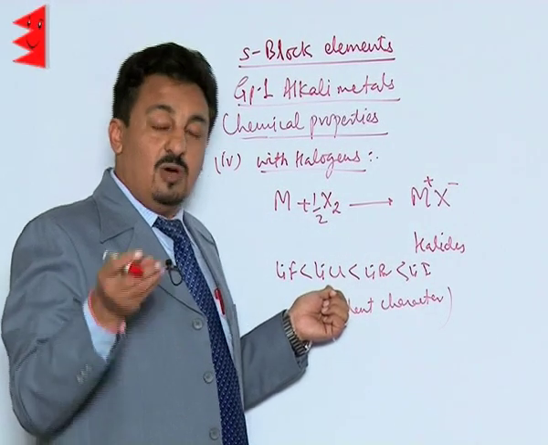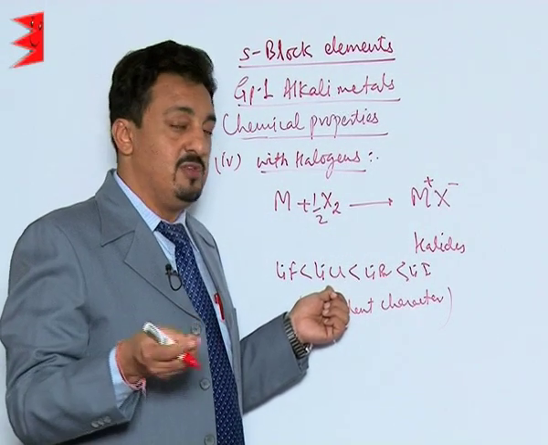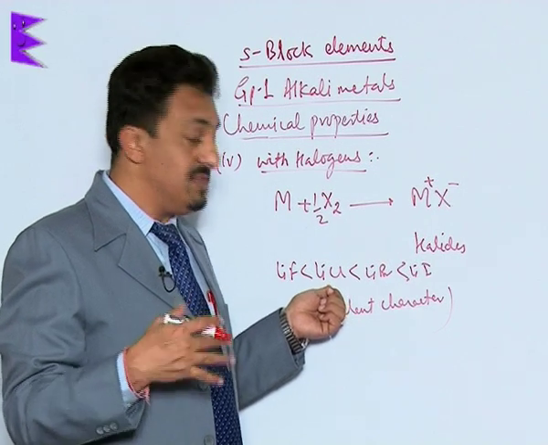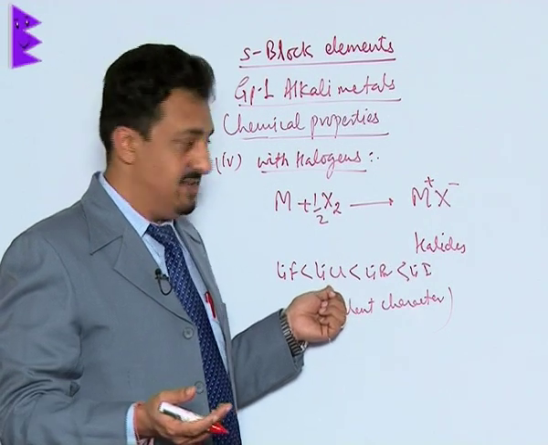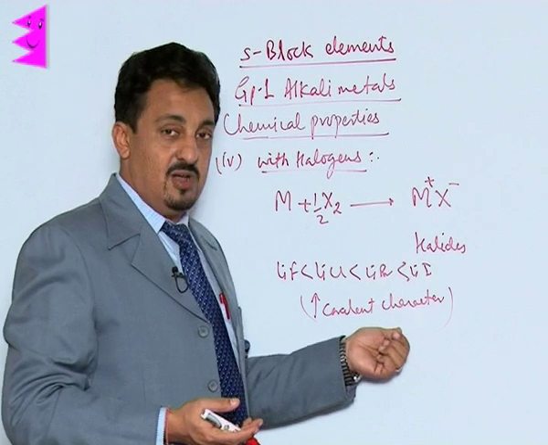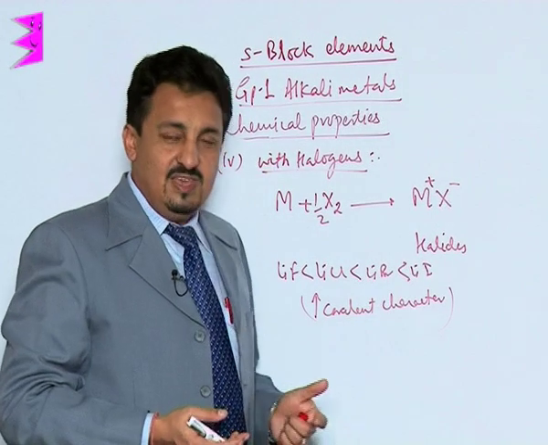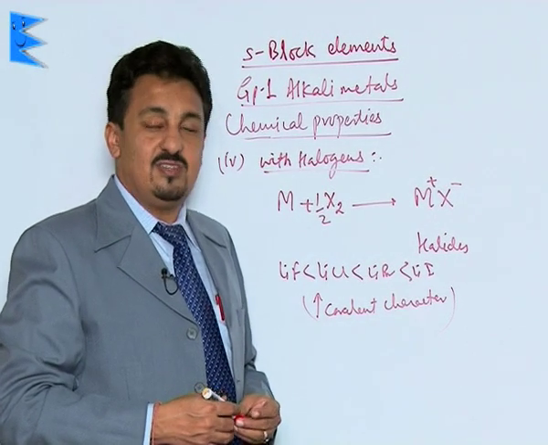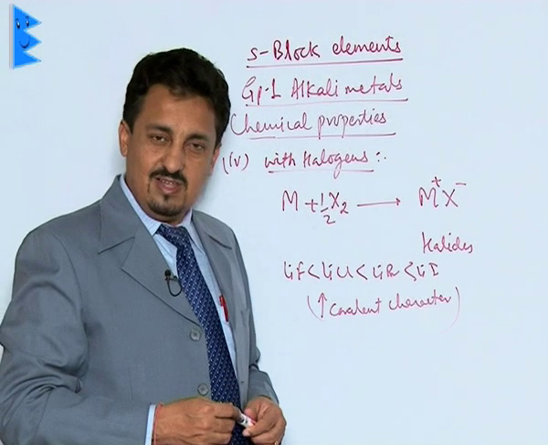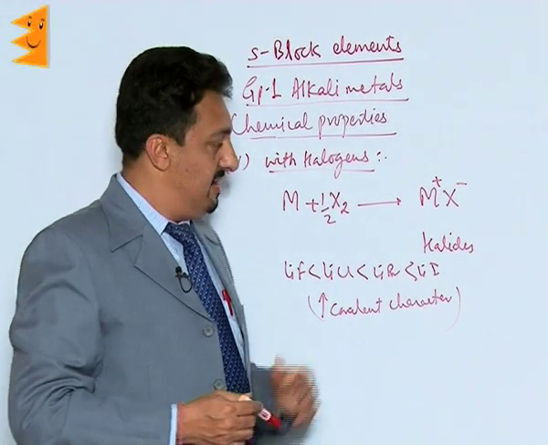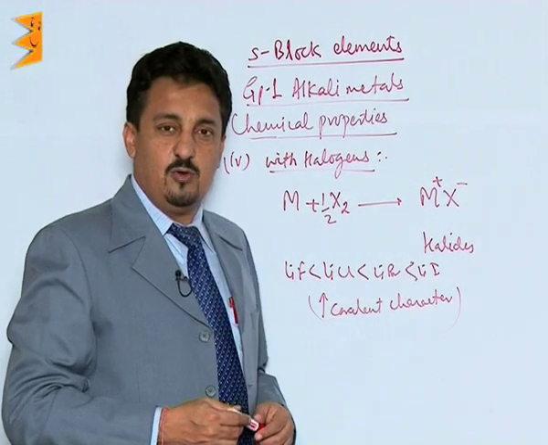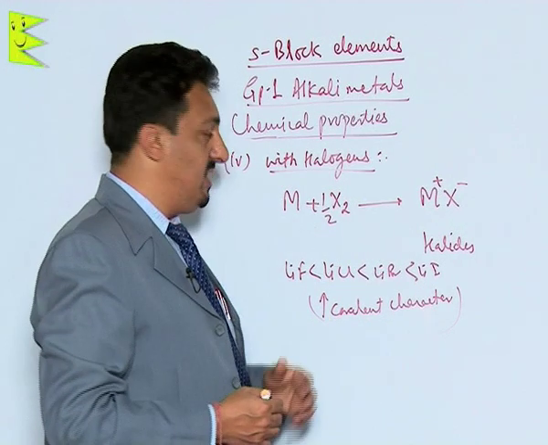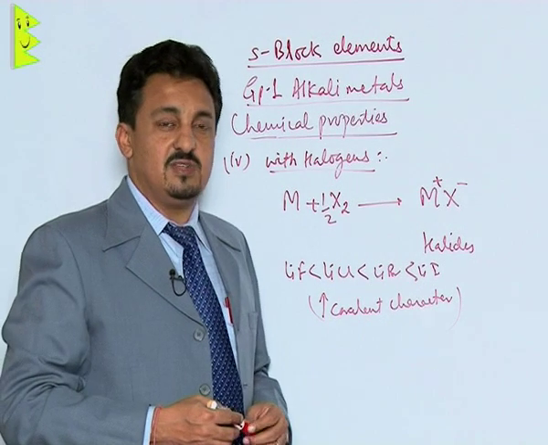The reason being, smaller is the cation, as per Fajan's rule, more is its polarizing power, and that is why the lithium halides are found to have a covalent character, and that too in this increasing order. Otherwise, the rest of these halides are ionic in nature. They are crystalline solids, and that is how they actually exist, in the form of salts. So this is what we have for the reactions or reactivity with halogens.